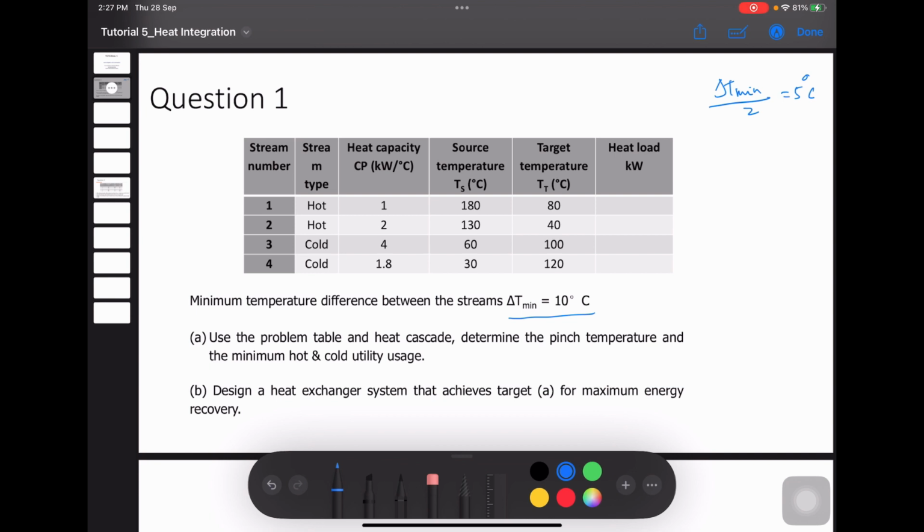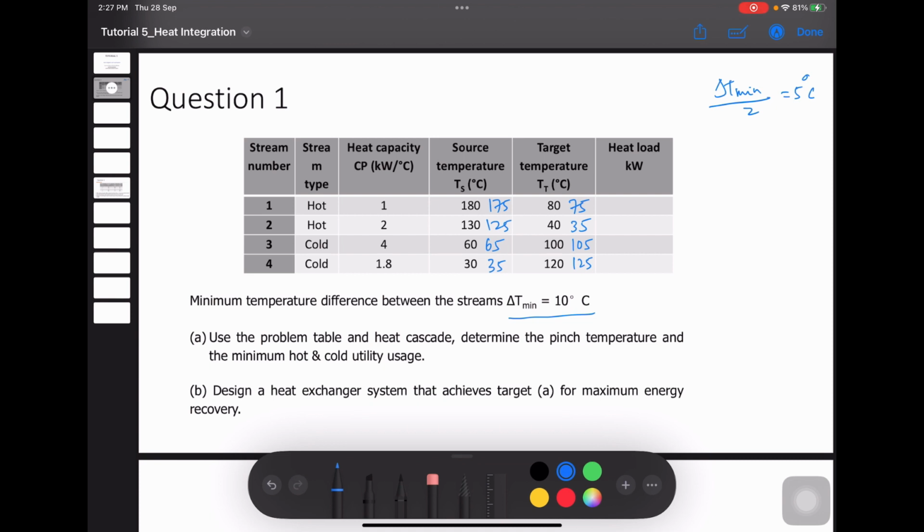So our 180 will become 175, and this one will be 75, 125, 35. So we are going to add 5 degrees to the cold stream, so it becomes 65, 105, 35, 125.